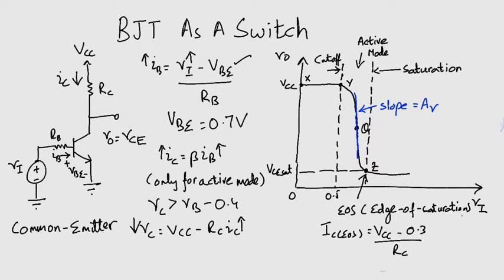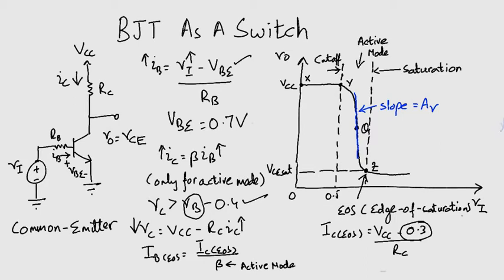Now where did this 0.3 come from? Look at this equation. Now VB is 0.7 and since the emitter is grounded, we can assume VB is 0.7. Simply putting VB equal to 0.7 here gives us VC equals 0.3 volts. So we can also write an equation for IB at the edge of saturation. This is again equal to IC edge of saturation divided by beta. This beta is for the active mode.